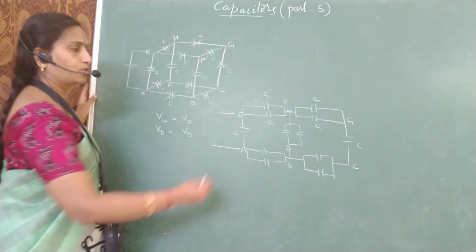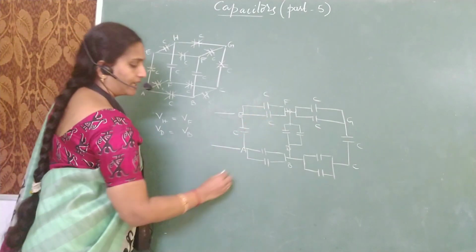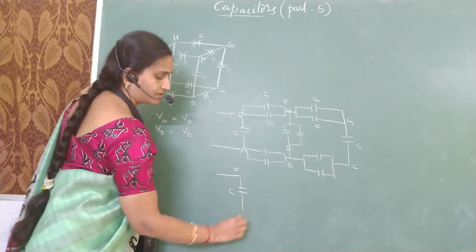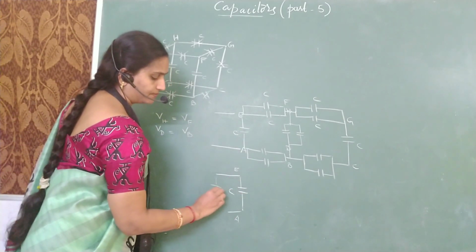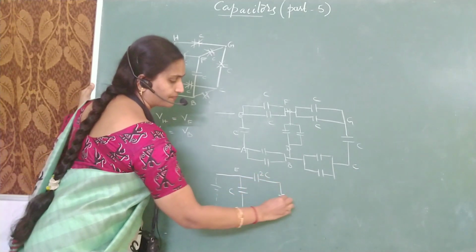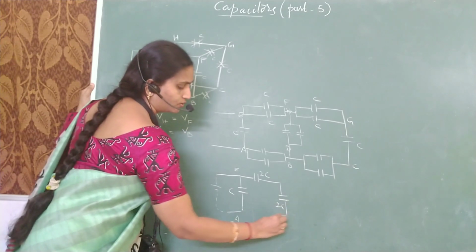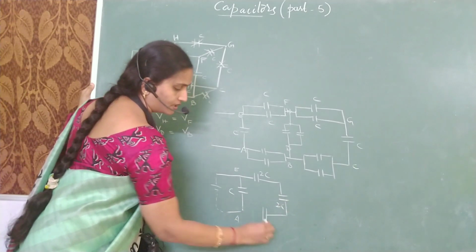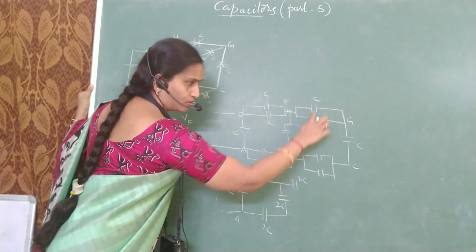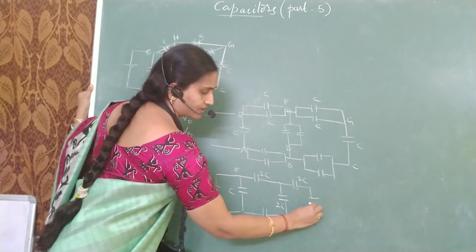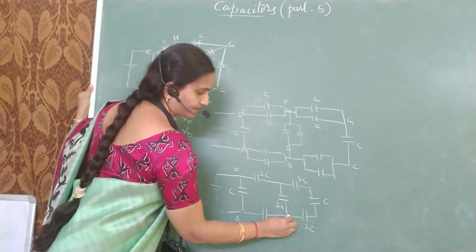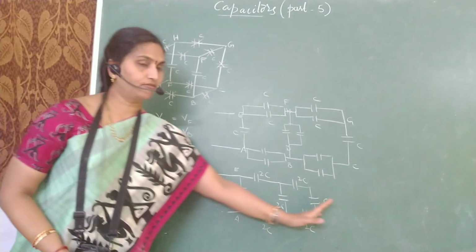So reduce the circuit to 2C, 2C combinations, C and C in parallel. This is E. This C I am keeping as it is. This is your power supply. Here we have a capacitance 2C, 2C and 2C. Continue. 2C, C and 2C. Now you can start solving it from one corner.